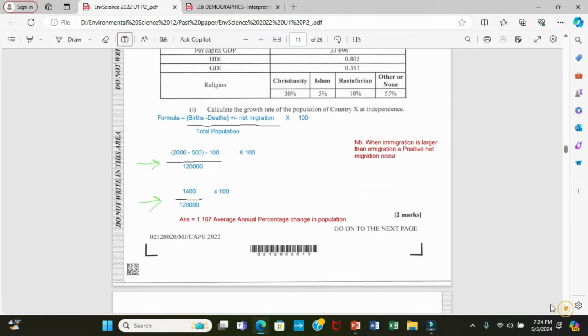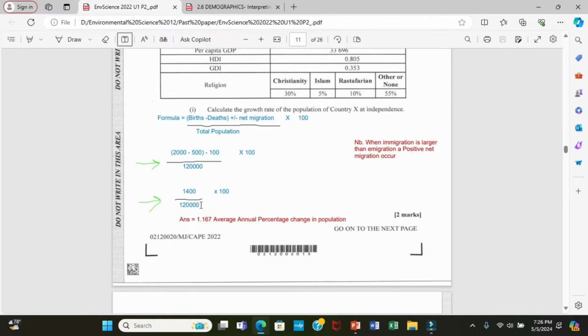All right. The next step is you will calculate the bracket. So 500 from 2,000 is 1,500. Now you're going to multiply that positive 1,500 and the negative 100. So when the signs are different, of course, you would subtract and put the sign of the larger value. So the 1,500 is positive. So of course you get a positive 1,400. All right, so you'd have 1,400 over the 120,000 times 100.